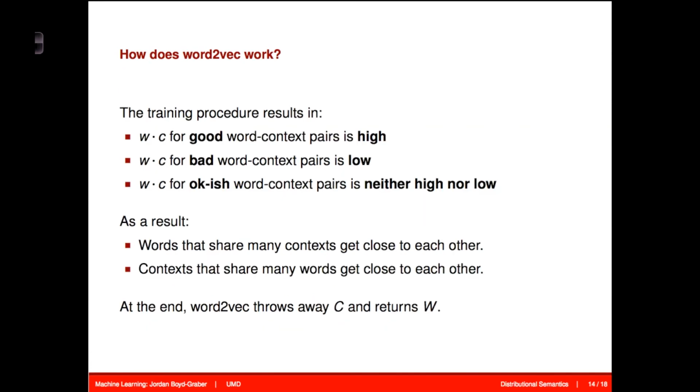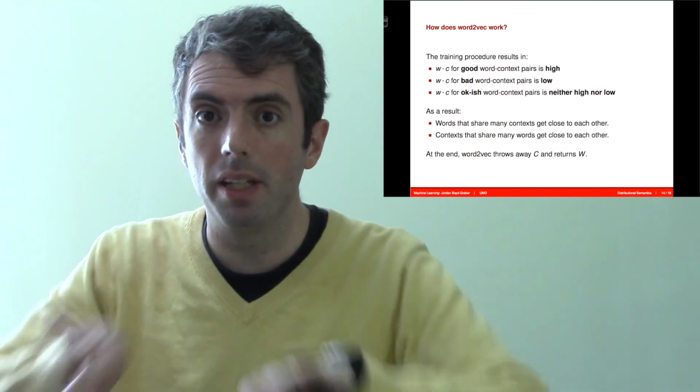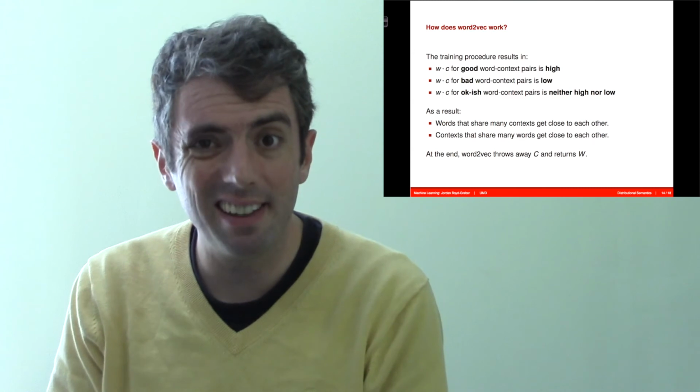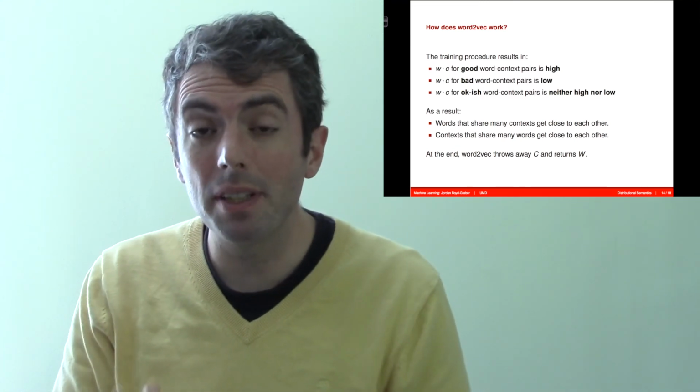At the end of the day, we're going to have words so that in the context that they appear in, the dot product between W and C is going to be high. For words that aren't associated with each other, so really bad words that don't make sense in a context, that dot product is going to be low. And then for okay-ish words, they're somewhere in the middle. As a result, words that mean similar things come closer together, and words that don't mean the same thing get pushed further apart. And then, like I said before, we're now going to throw away the context vector C, and we're just going to use the W vectors. So that's what happens in practice.